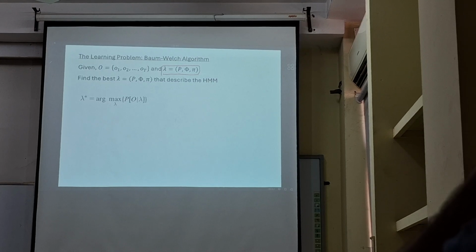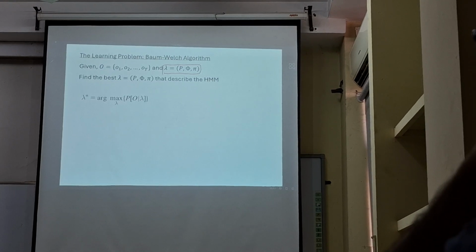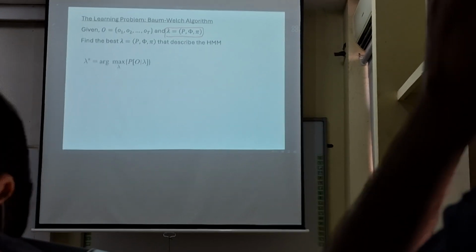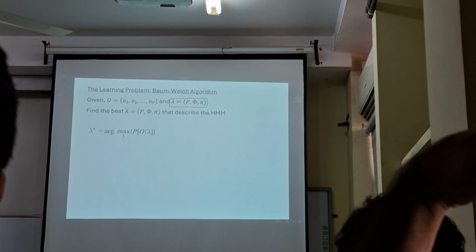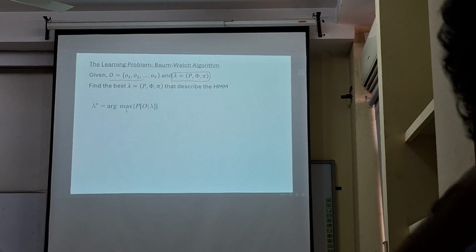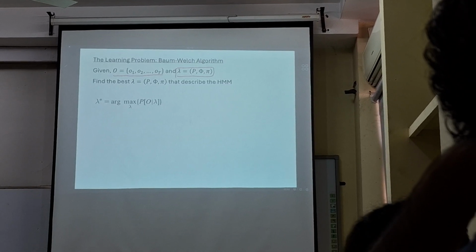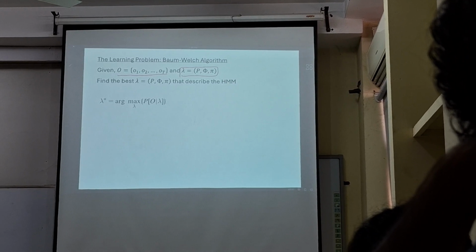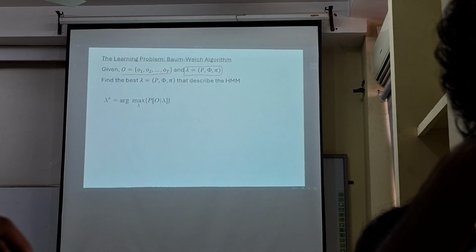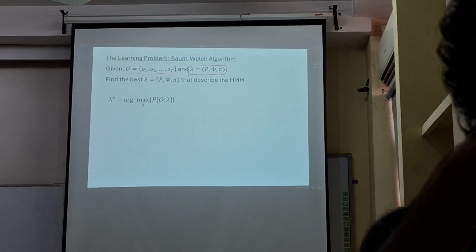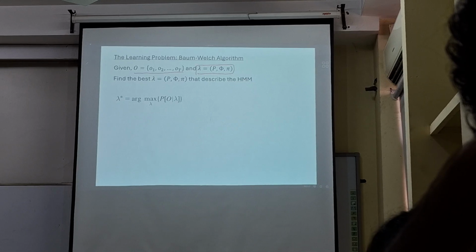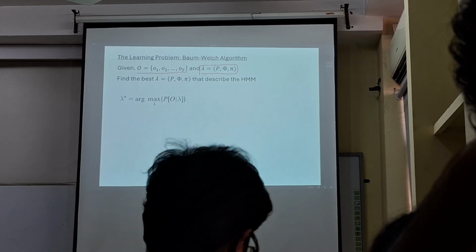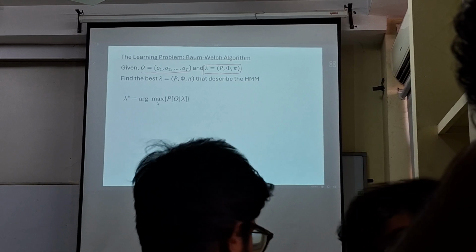Once we do this algorithm, the values of P, phi, and phi are learned. And to learn these, what is given to the system is a set of observations. The signal or symbol emitted by the system is given to the algorithm. Based on these symbols, the algorithm is going to learn the parameters. So there are a number of challenges here.